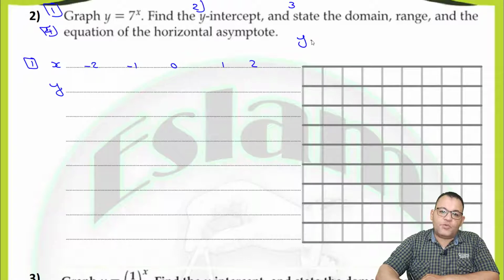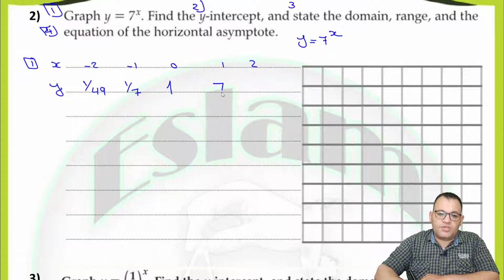Now for the equation y equals 7 to the power x, 7 to the power -2 will be 1 over 49. 7 to the power -1 will be 1 over 7. 7 to the power 0 equals 1. 7 to the power 1 equals 7.